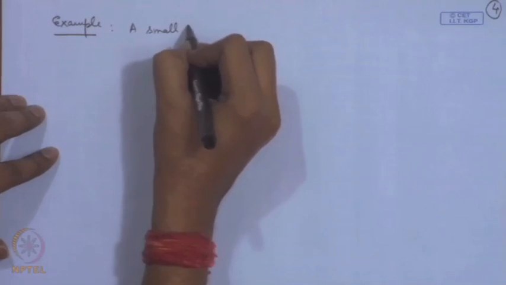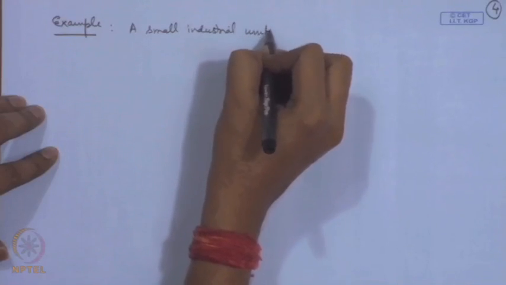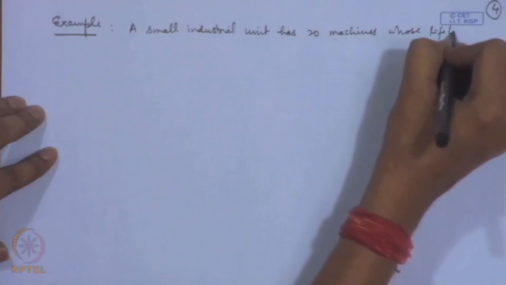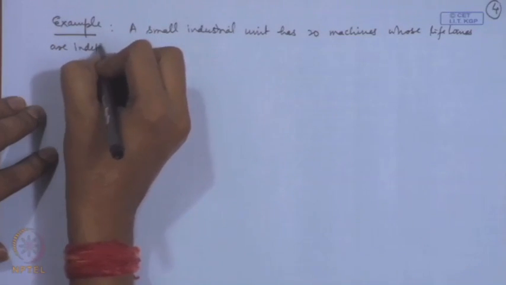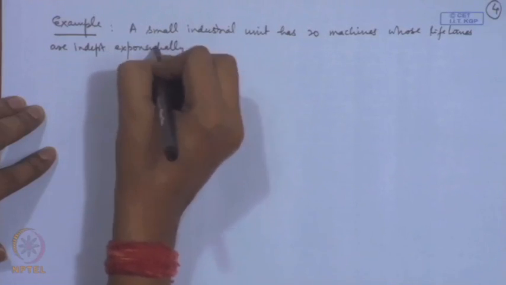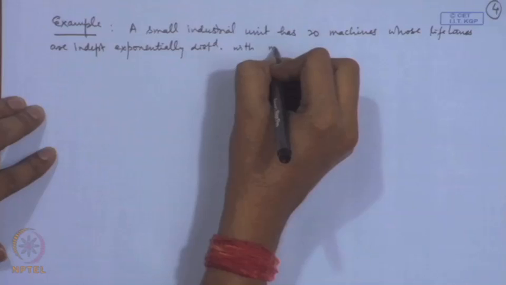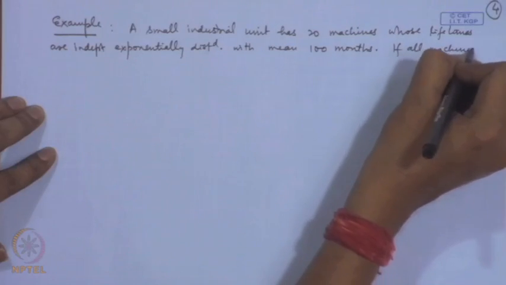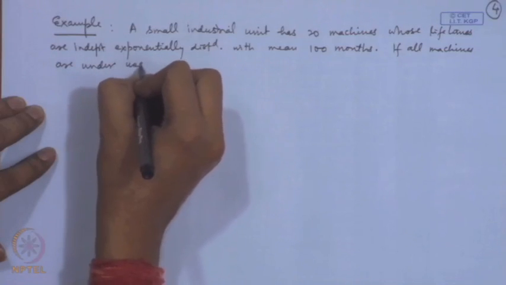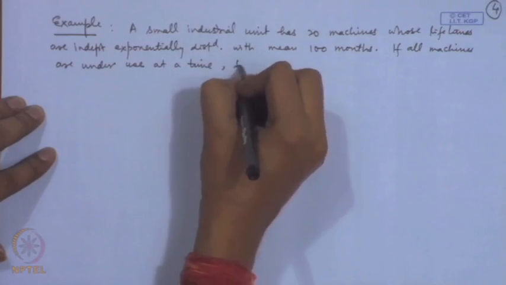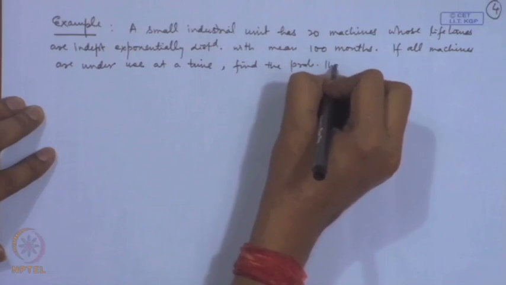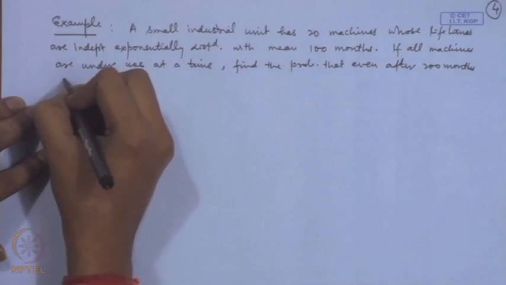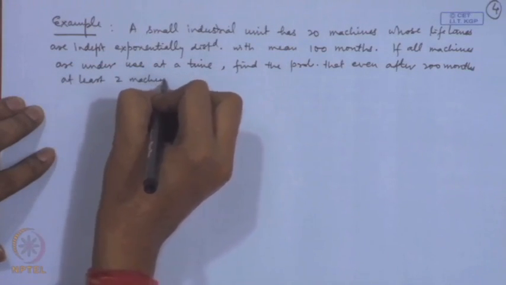A small industrial unit has 20 machines whose lifetimes are independent, exponentially distributed with mean 100 months. If all machines are under use at a time, find the probability that even after 200 months at least 2 machines are working.